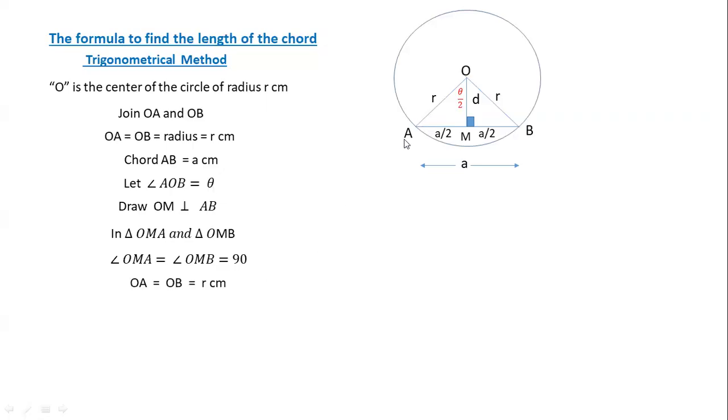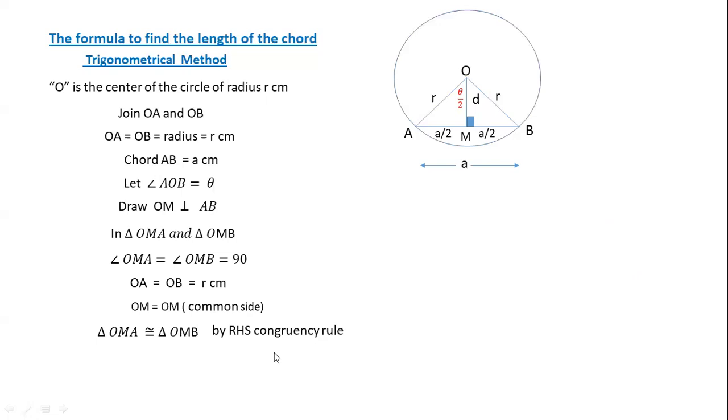OA is equal to OB. Why? Because both are radius of the same circle, which is R. And OM is common to both the triangles. It's a common side. Therefore, these two triangles, OMA and OMB, are congruent by the RHS congruency rule.